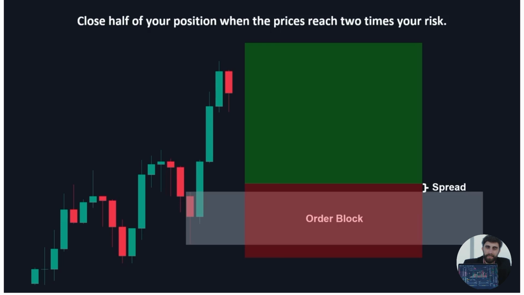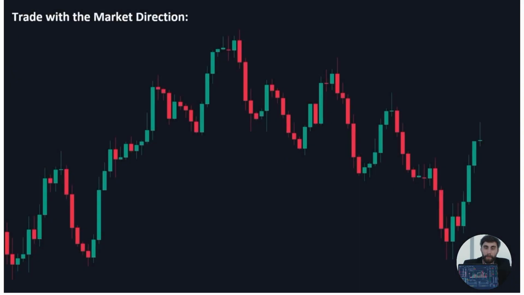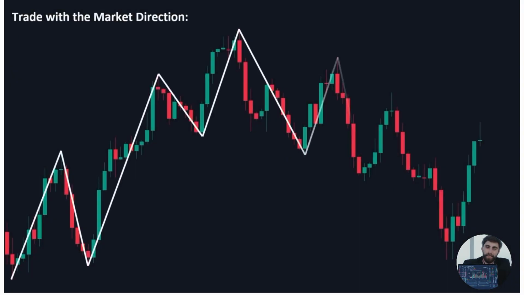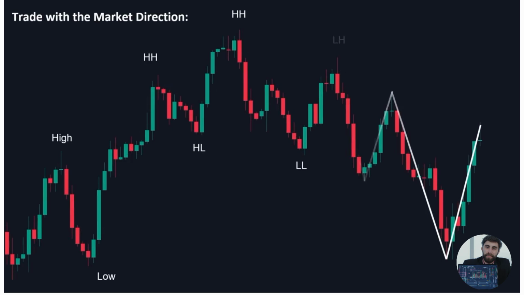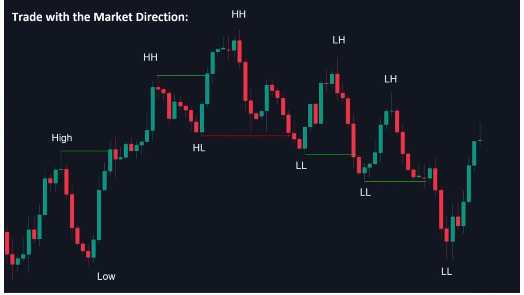To make this strategy more effective and profitable, consider the following key points. Trade with the market direction. This strategy works best as a trend continuation setup. Always trade when the market direction is clear and the controlling side is identified. Trading with the dominant trend increases your chances of success and reduces the risk of getting trapped on the wrong side.